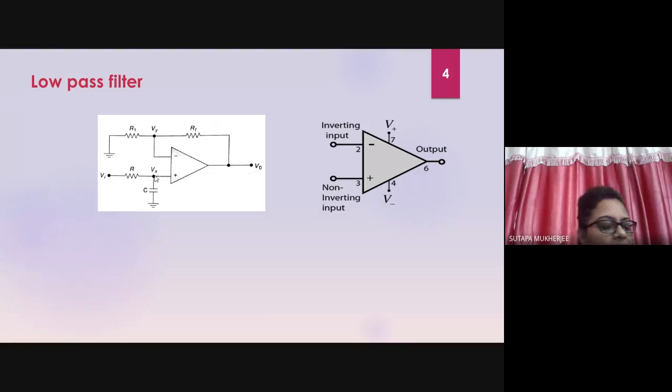Now, since the op-amp gain is infinite, what did I say? Write down, since the op-amp gain is infinite, so Vx equals to Vy. Put it. Vx equals to Vy.